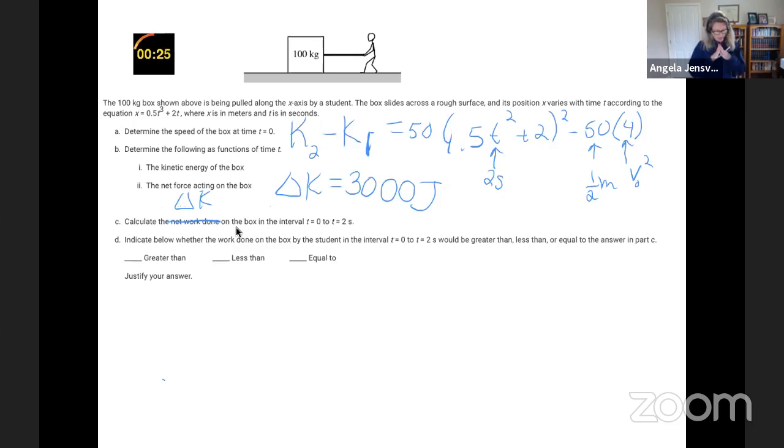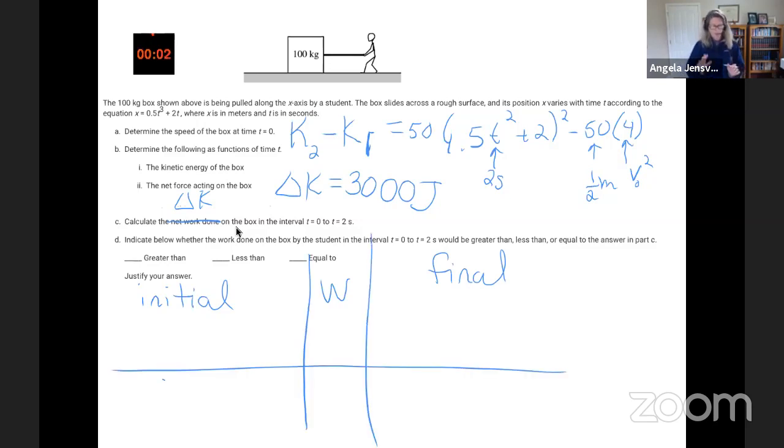Indicate whether the work done on the box by the student would be greater than, less than, or equal to your answer in C. Okay, in order to do this, I try to organize my thoughts because there's too much going on at once. I draw an energy bar chart. So I say initial, work, and then final. So I divide it up.